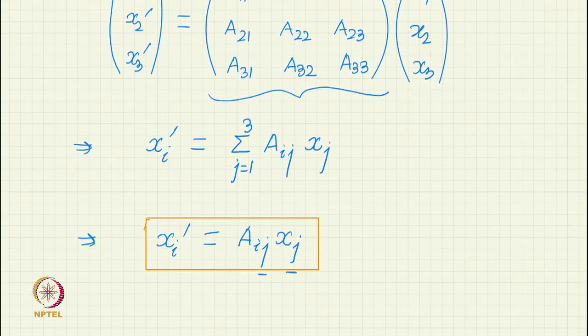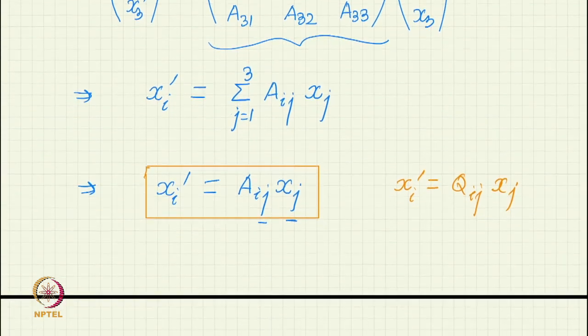Exactly the same thing, for a general transformation, we would have written x i prime is equal to q i j x j. The relationship is not any different, only the interpretation of q and a is slightly different, in the sense that a has this special character that they are direction cosines between two sets of vectors. Q will not simply be a direction cosine in the general case.